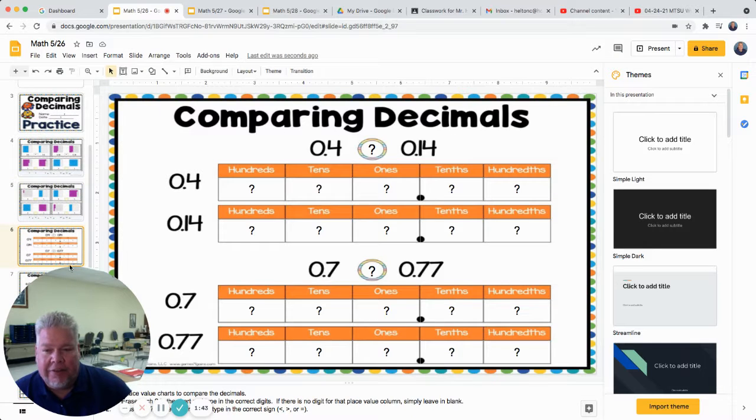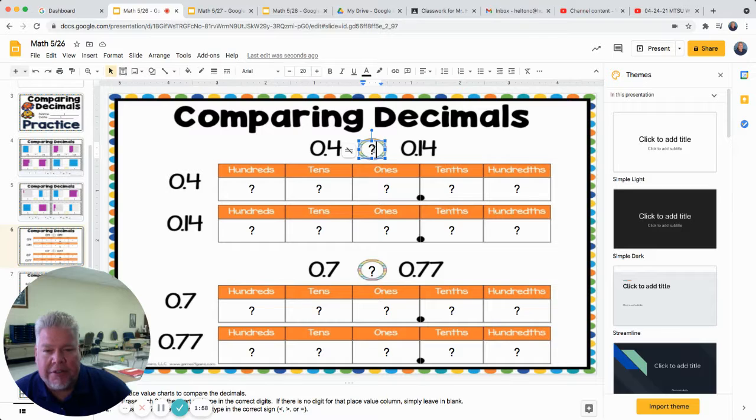And then you're going to have some place value charts. All right, so look at the number to the left and put it in the blanks here. First off, put a greater than or less than here at the top. 4 tenths or 14 hundredths. I know that 4 tenths is greater than 14 hundredths. Remember, that's your shift key plus your period key for the greater than sign.